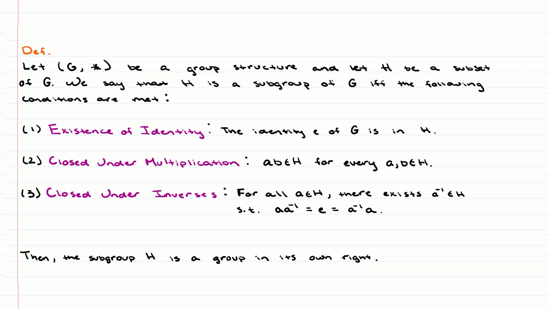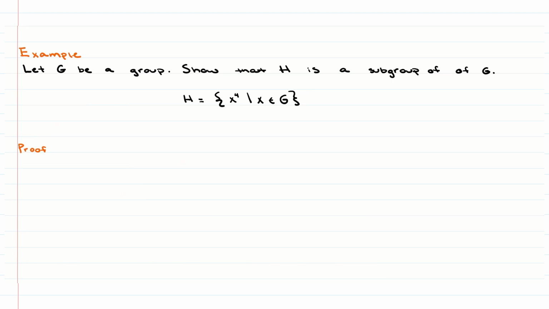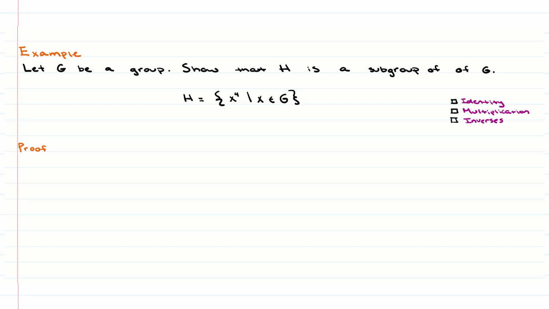If all of these conditions are met, H is a group in its own right, and H is a subgroup of G. So now that we've reviewed the definition of a subgroup, let's start to prove our example. Again, G is a group and we need to show that H is a subgroup of G, where H is defined as x raised to 4 such that x is an element of G. Here are the 3 conditions that H needs to satisfy in order to be a subgroup of G, and we'll check them off as we move along in our proof.